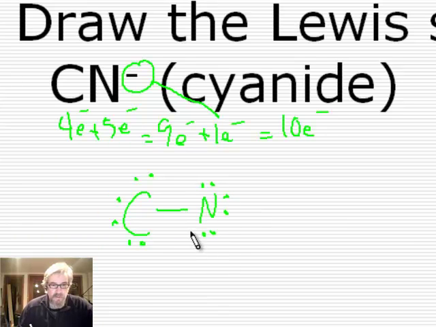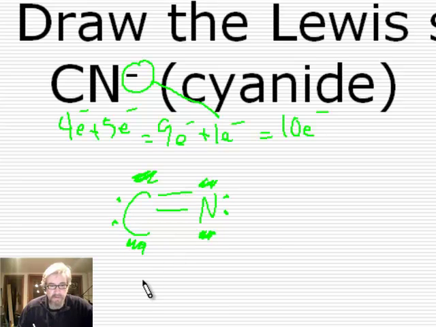2, 4, 6, 8, 10, 12, 14 electrons, which is too many. I'm only supposed to have 10. So I'm going to take a pair of electrons away, take that pair away, take that pair away, and then replace with another bond. And that's what we do when we have too many electrons. And then count. 2, 4, 6, 8, 10, 12. Again, too many electrons.